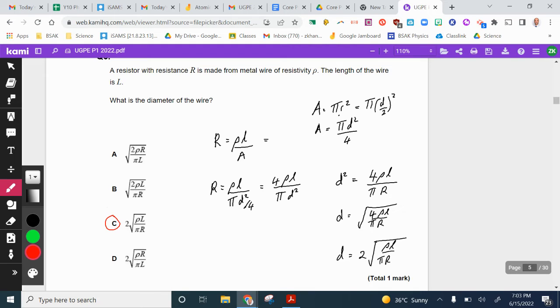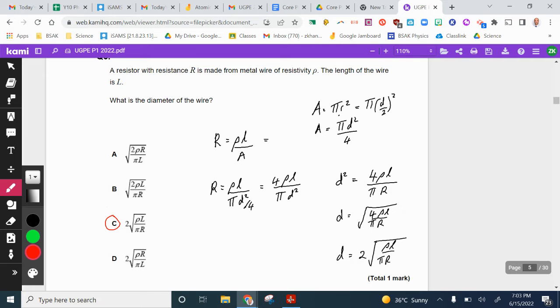We are making the assumption that it's a cylinder, and as soon as it says diameter, we're assuming it's a cylinder. So the cross-sectional area is pi r squared. They want it in terms of diameter, so we know that diameter divided by 2 is the radius. When we multiply all of this up, we get pi times diameter squared over 4.